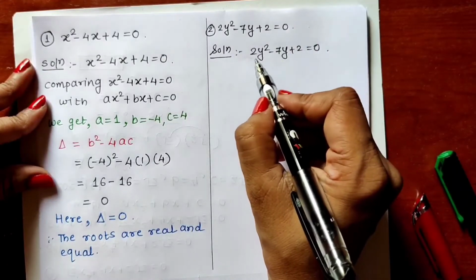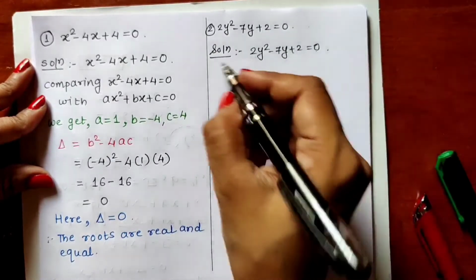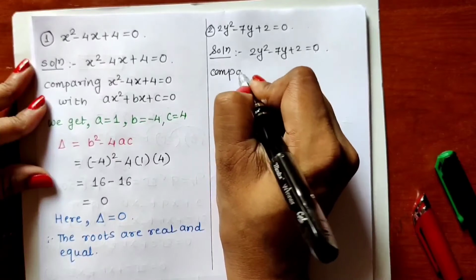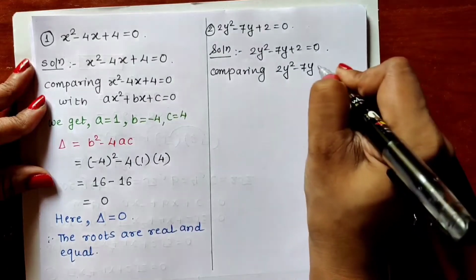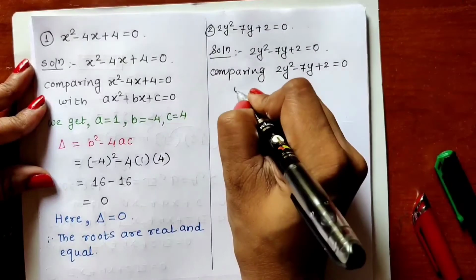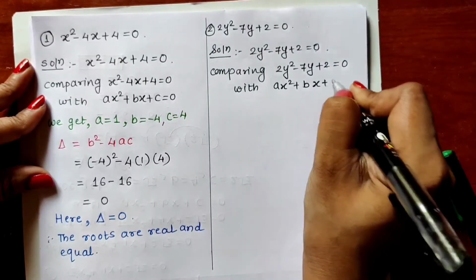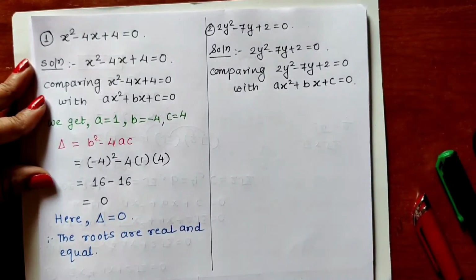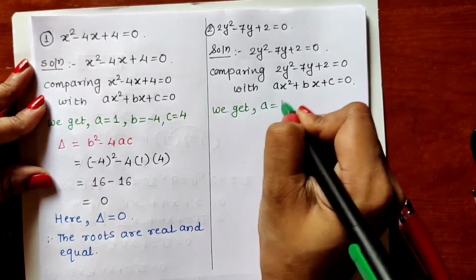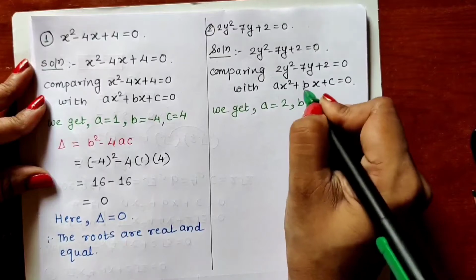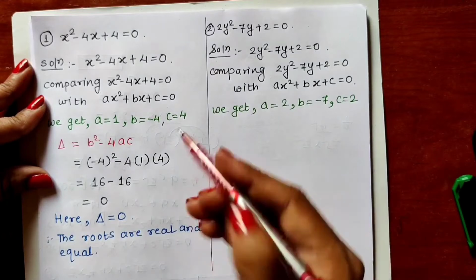Now see children, again it is in the general format of ax square plus bx plus c is equal to 0. So we will directly compare. Comparing 2y square minus 7y plus 2 is equal to 0 with ax square plus bx plus c is equal to 0. We get the values of a, b, c. We get a is equal to 2, b is equal to minus 7 and c is equal to 2. After getting the values of a, b, c, what should be done?